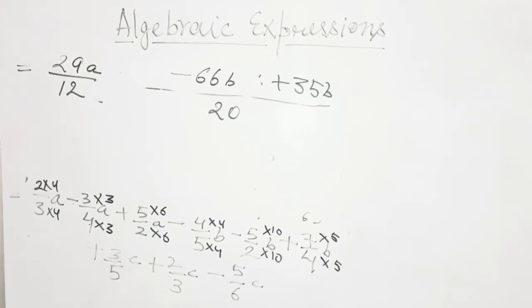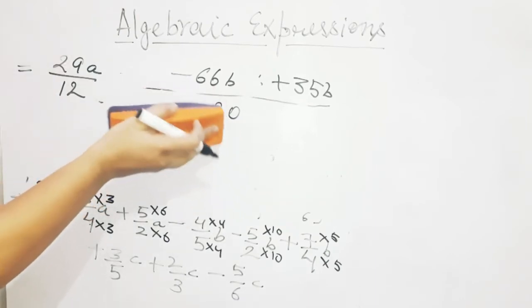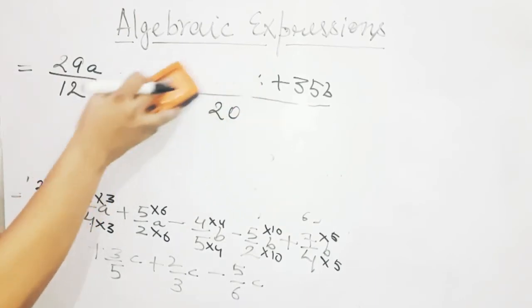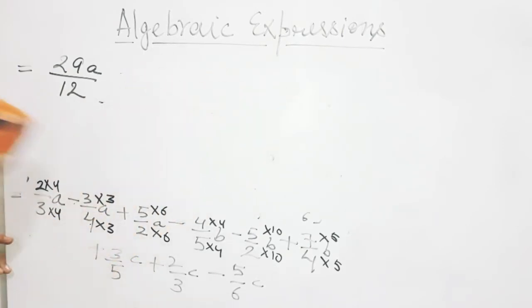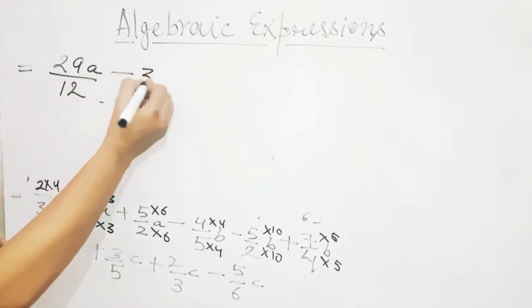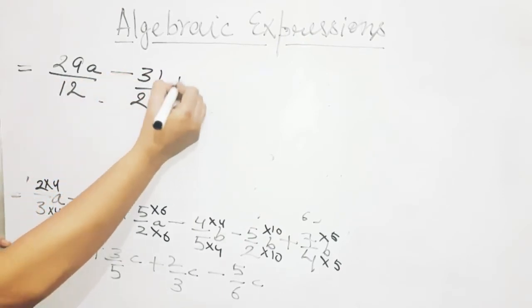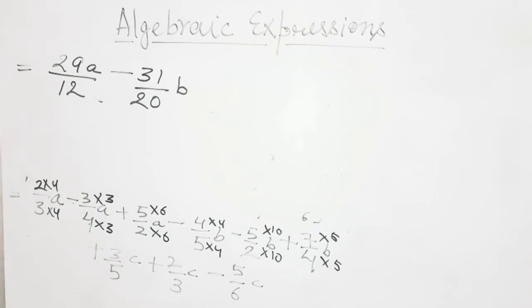So once you subtract 35 from 66, what will be the answer, students? The answer will be 31. Minus 31. What will be the answer? Minus 31. Now let me rub this also. You can write all the steps for better clarity. I am not writing, I am just writing the final one. So minus 31 upon 20b.